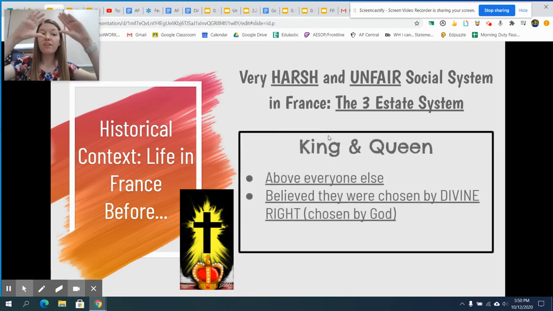Now, at the very, very top, is the king and queen. They're not even a part of an estate. They're so high up. They are above everybody else. And as you remember from our last unit on the Enlightenment, they believed in that divine right. They believed that they were chosen by God to rule. So to them, they were above everyone else. They had absolute rule. The laws did not apply to them.